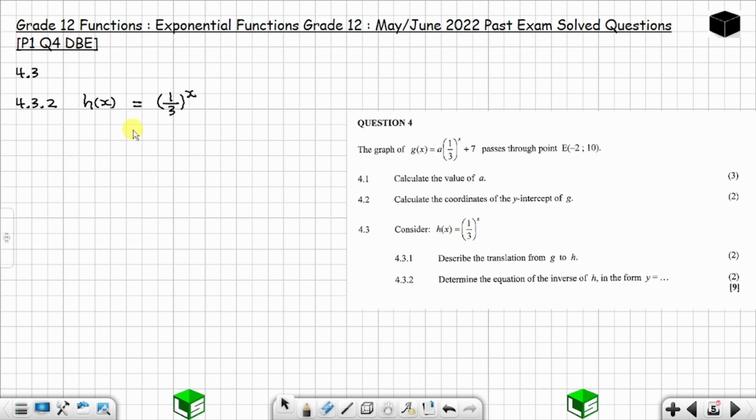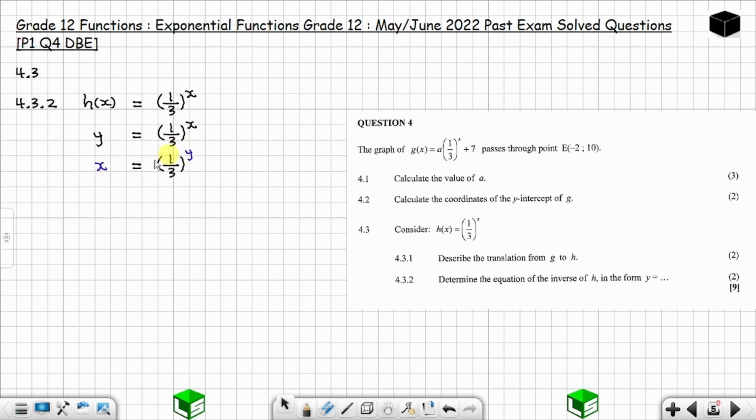It's given there. So first of all, you have to change this h of x to y. Remember, this is your y. So y is equal to this. Okay, and then to get the inverse of h, you need to swap around your x and your y. So you have x is equal to 1 over 3 to the power of y. You can see I have exchanged my x and y. This is how you go about getting the inverse of a function.